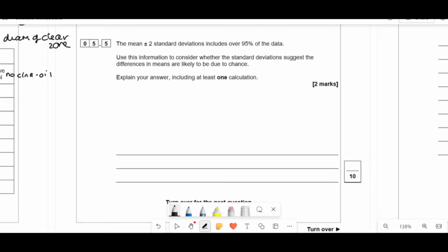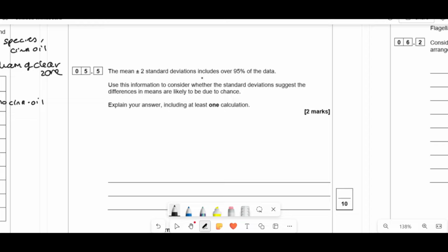That's just telling you the probability of the results, whatever they are, being due to chance. So here, let's have a look at what's going on. It says the mean plus or minus 2 standard deviations includes 95% of the data. When we're talking about SD overlaps, it has to be the mean plus or minus 2 standard deviations, right?